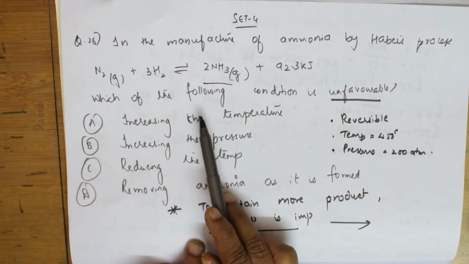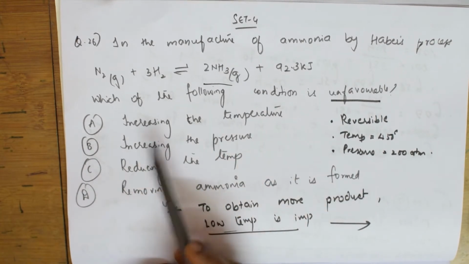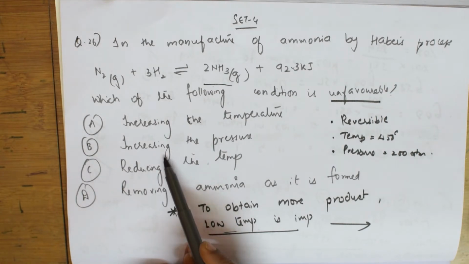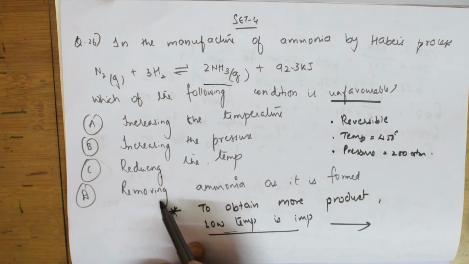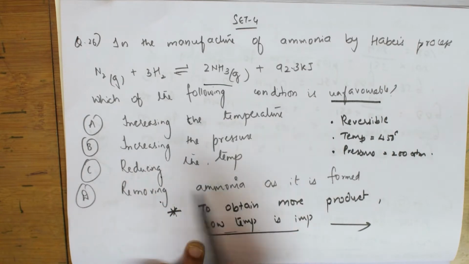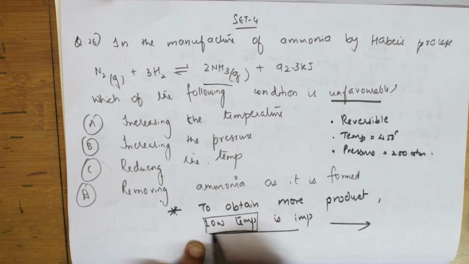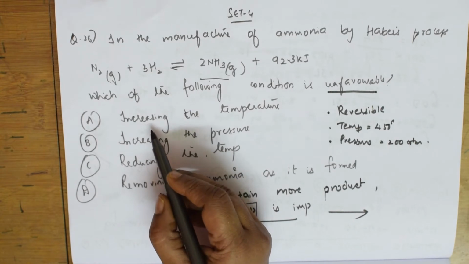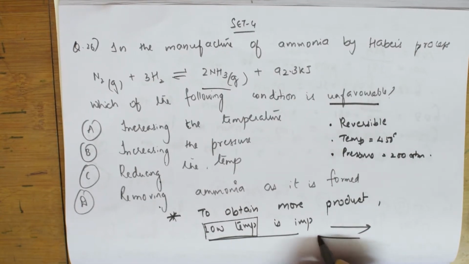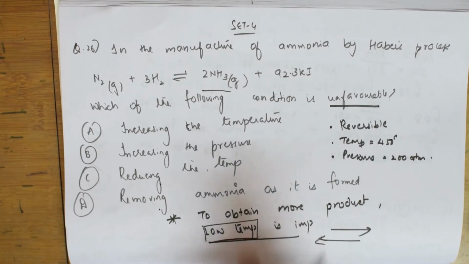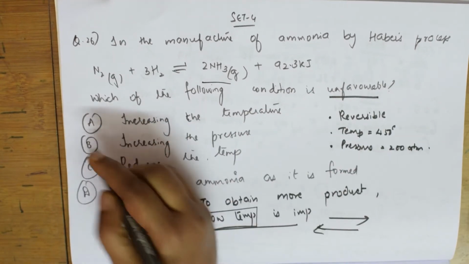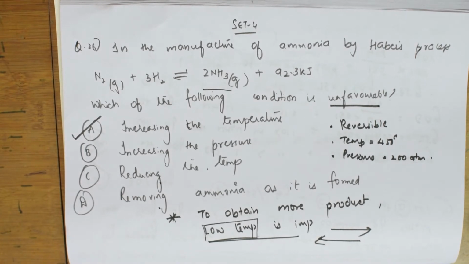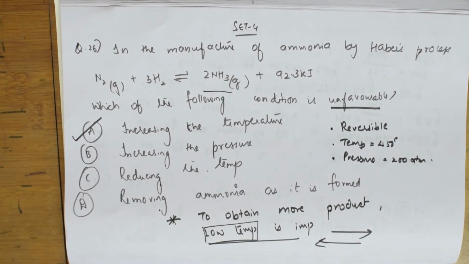Now let's see which of the following conditions is unfavorable. The options are increasing the temperature, increasing the pressure, reducing the temperature, and removing ammonia as it is formed. I said low temperature is important, but what is the first option? Increasing the temperature. If you increase the temperature, the reaction goes in the reverse direction. That's why the unfavorable condition in Haber's process is option A. If temperature is increased, the yield of ammonia will become less.